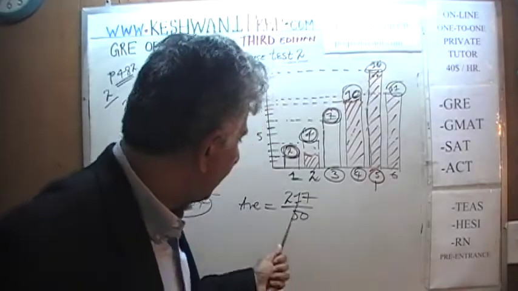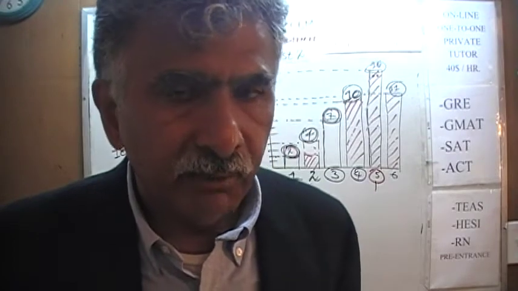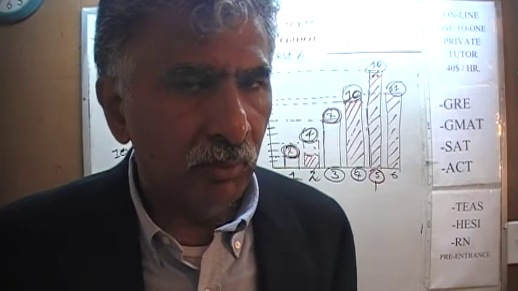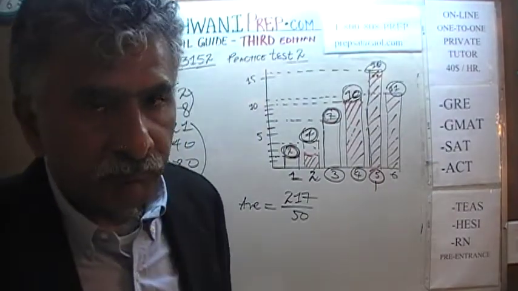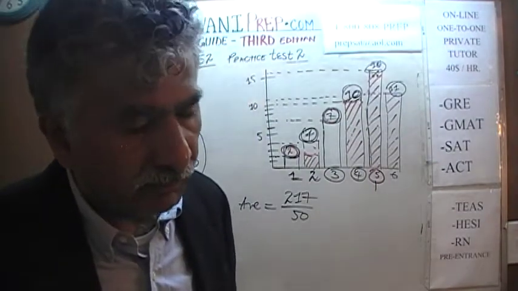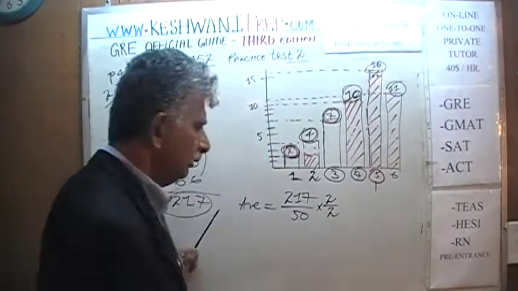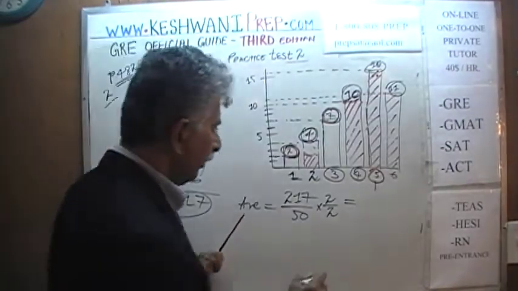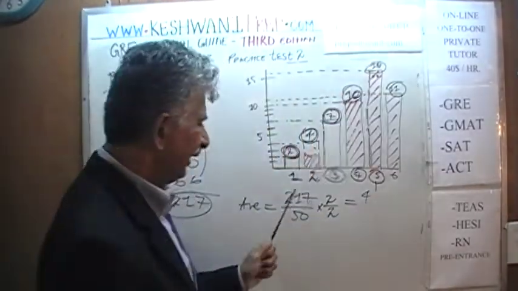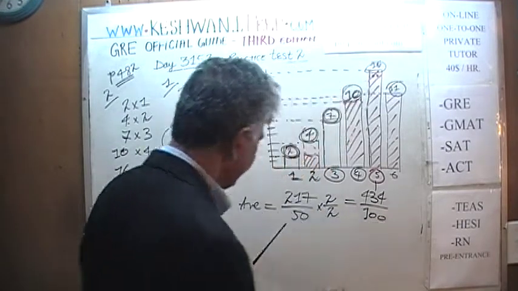So how does one go about dividing 217 by 50 by hand? The answer is one does not. Multiply the top and bottom by 2. That's 434. 217 times 2 is 434 over 100. 50 times 2 is 100.